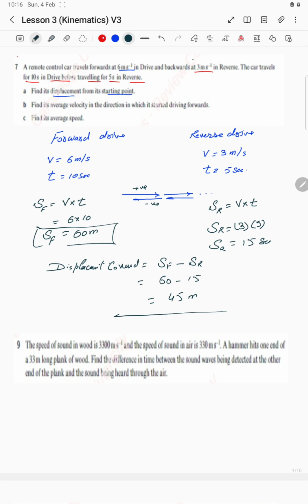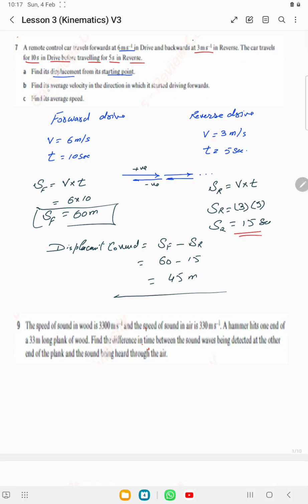Don't forget to keep this point in mind: you are talking about what quantity? Vector quantity. So its direction matters. As the car moves forward, if we take it as positive, then in reverse it will cover a displacement with a negative result, right?